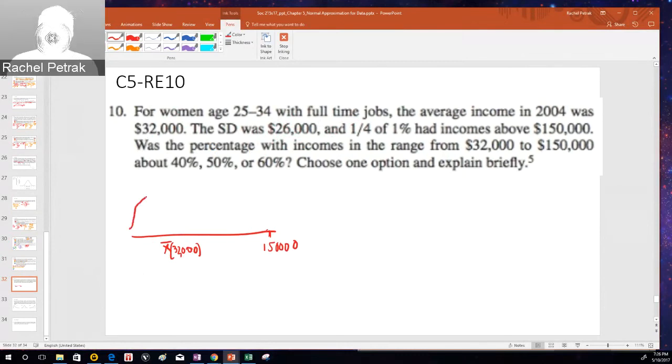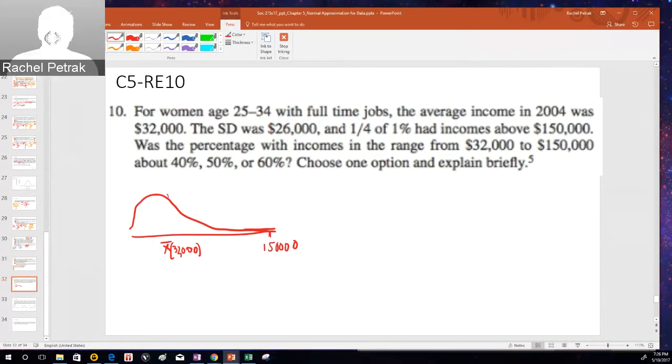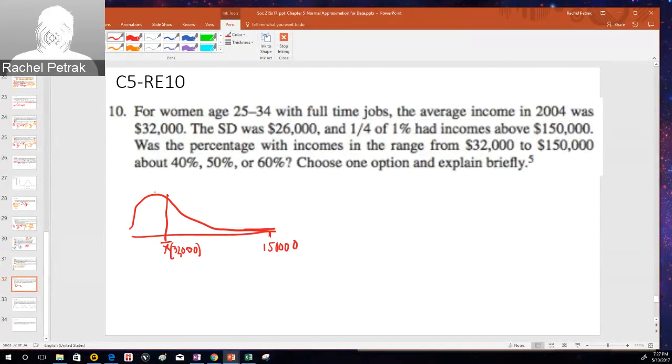So this distribution is quite skewed, right? If the mean is way down here, well, the mean will be approximately here. Some other things we know about a skewed distribution are that the median is going to be well below the average.